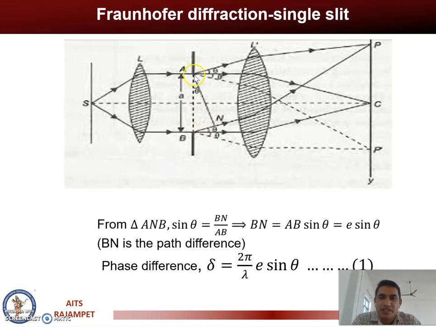To find the path difference, we draw a normal AN on the BP ray. From triangle ABN, sin theta is equal to BN by AB, then BN, that is the path difference, is AB sin theta. Here AB is equal to e, so you can write it as e sin theta. Here BN is the path difference. Then the corresponding phase difference delta is equal to 2 pi by lambda into e sin theta.